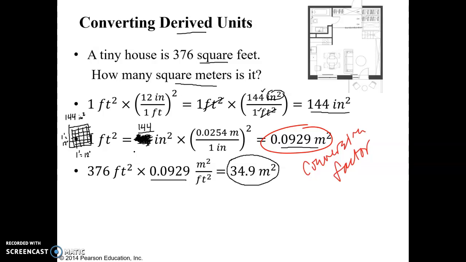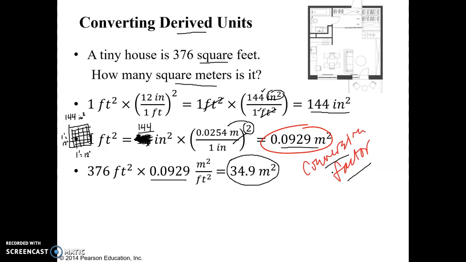It's 144. So if we take our 144 square inches, and we know that 1 inch is equal to 2.54 centimeters or 0.0254 meters, we need to remember to square both of these. Square both that and that. Now squaring the 1 doesn't do anything, but squaring 0.0254 definitely does. So 144 times 0.0254 squared gives us our conversion factor.